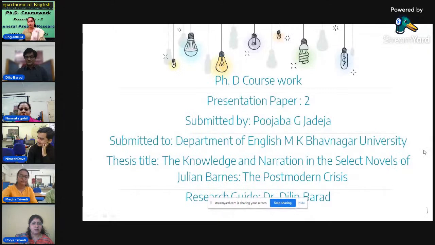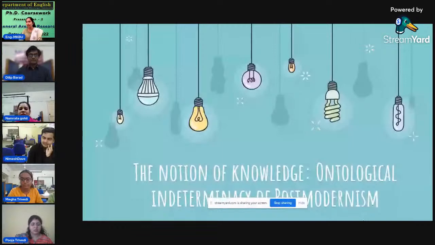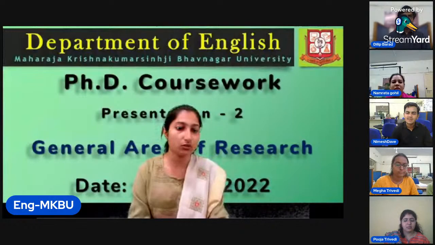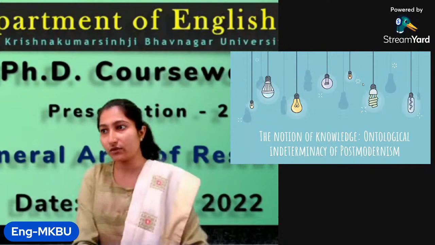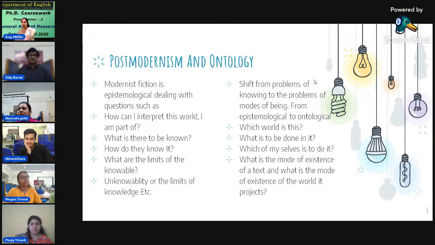Afternoon, all of you. The topic of the presentation is the notion of knowledge, ontological indeterminacy of postmodernism. Before we begin to understand these heavy words, ontology or indeterminacy of postmodernism, let us try to compare postmodernist fiction with the previous one, that is modernist fiction. If we cannot understand what is modernist fiction, we can never understand what is the blurring of boundaries.